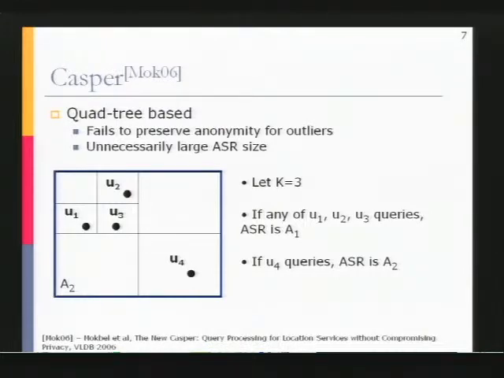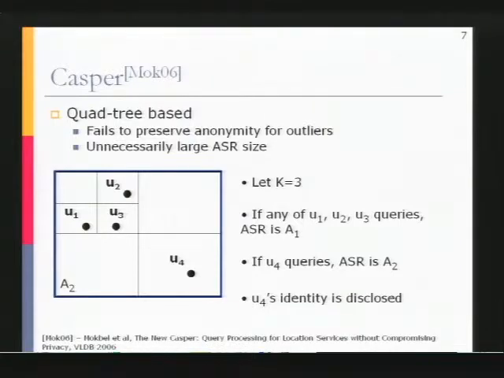Now, if an attacker has some knowledge of the distribution of locations, he doesn't even need to know the exact locations. All an attacker needs to know is the distribution of locations. Then, by simply looking at the size of the generated ASR, the attacker might see that u4 must have been the query source, right? So this method exposes the privacy of the outliers.